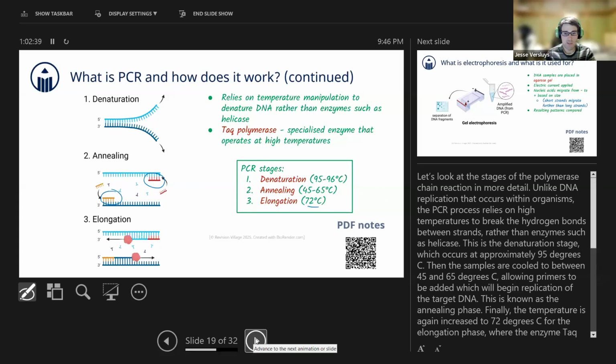So we'll get to that. But those are the three phases, roughly the same as what would happen for DNA replication in cells, but this time we're only going to copy the target sequences. The primers are only going to attach adjacent to those, not to the full genome.